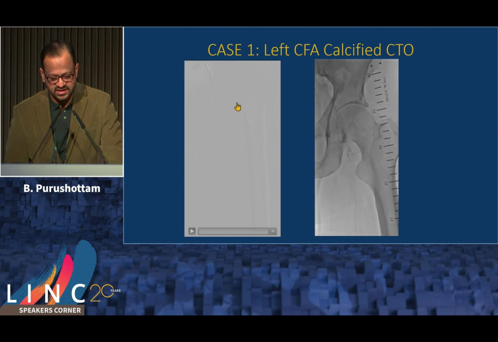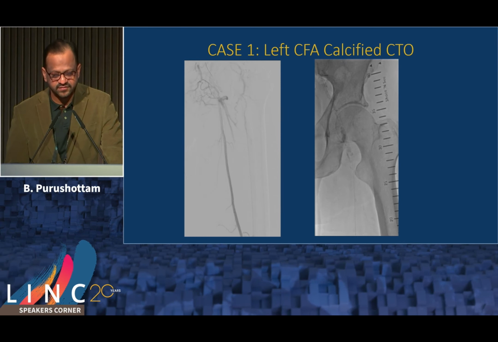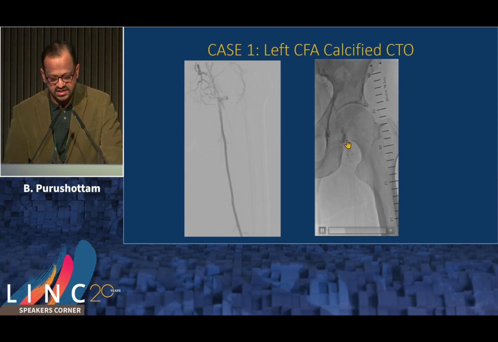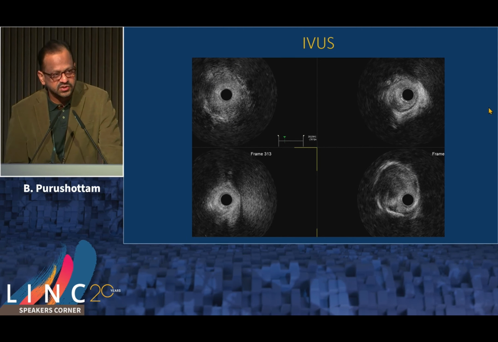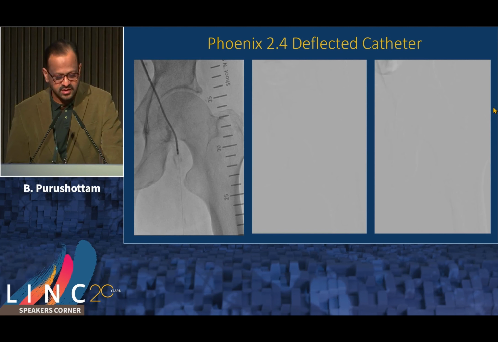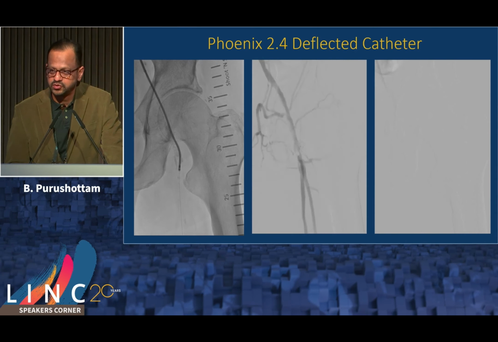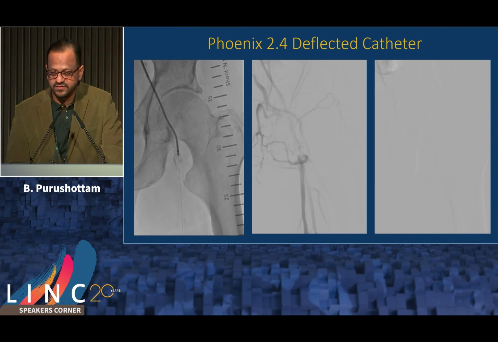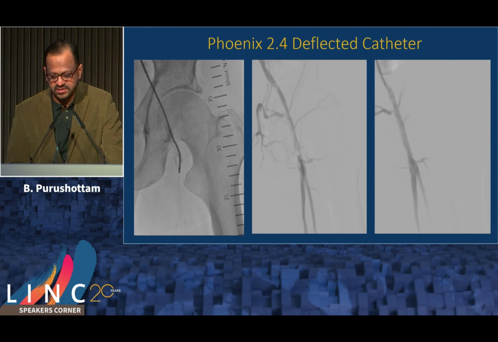Here's a case. This is a calcified CFA CTO involving the ostium of the SFA as well as that of the profunda, and you can see the calcium density, almost as dense as the bone. So we performed an IVUS. In a lot of these, I do this to make sure my wire is truly luminal. If it's not, then I try to rewire it. That's the device advancing, the 2.4 device. After a single run, it managed to achieve flow into both the SFA and the profunda. This is after performing the balloon and then a DCB.